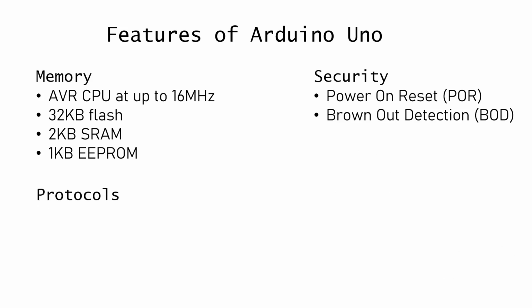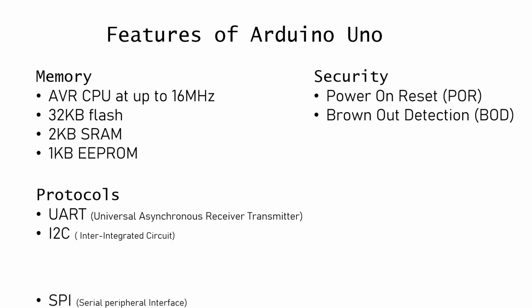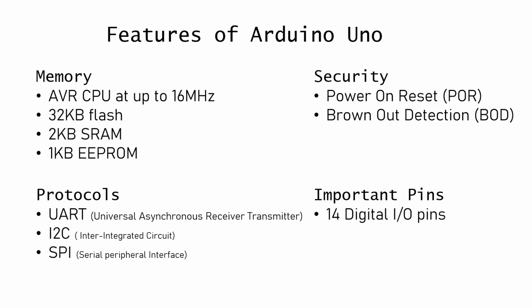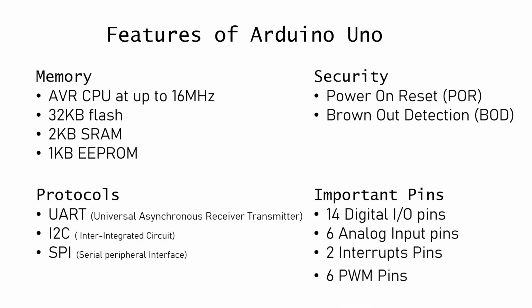The protocols of Arduino UNO: UART, I2C, SPI. The important pins of Arduino UNO. It has 14 digital input-output pins, 6 analog input pins, 2 interrupt pins, and 6 PWM pins.